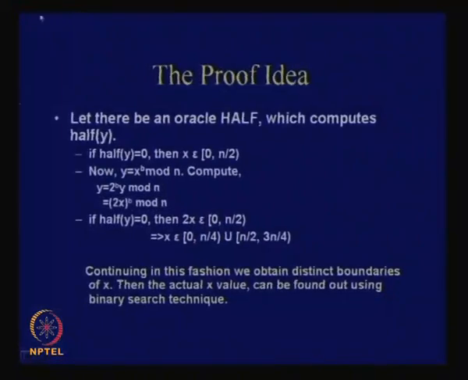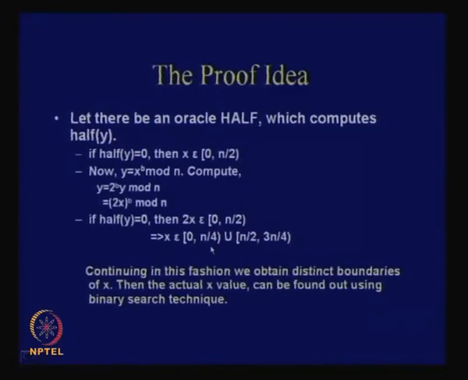You see that if half of y is equal to 0, then x lies between 0, closed interval, and n by 2, open interval. Then what you do is that you know y equals x power b, but you compute y equal to 2 to the power b into y mod n, and you know that this is equal to 2x whole power b mod n. Now you ask the oracle half to find out the value of half y. Half y equal to 0 implies that 2x will actually lie in 0 to n by 2. So what does it mean? That x will either lie between 0 and n by 4, or between n by 2 and 3n by 4. Why n by 2 and 3n by 4?